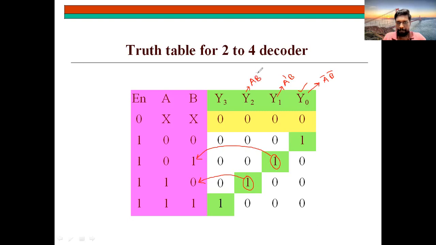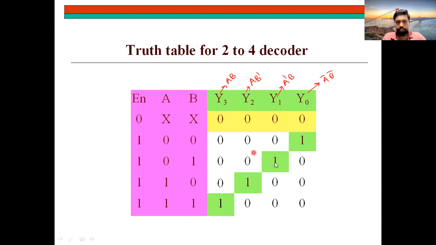Observe carefully. Next, what about y3? Here 1 is present, and this one is related to the fourth combination, 1 1. So you will write y3 as AB. Now we have written our 4 output expressions. Now it is easy to draw the logic diagram.